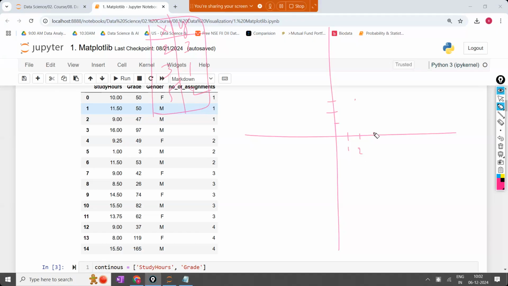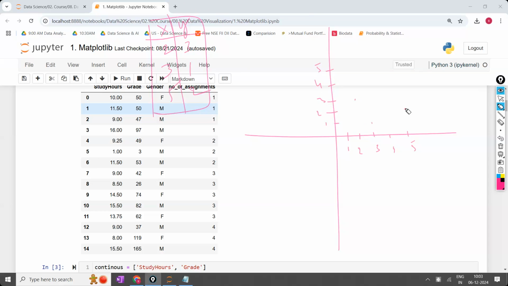Now what is the first one? 1, 2, 3, 4, 5 on each axis. The first dot is 2 comma 3. Okay. 3 comma 1 is the second dot. 5 comma 2 is the third dot. Keeping dots like this on the graph sheet is called a scatter plot. This is only called a scatter plot.